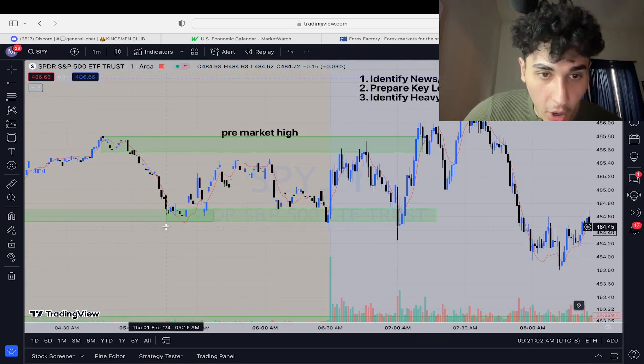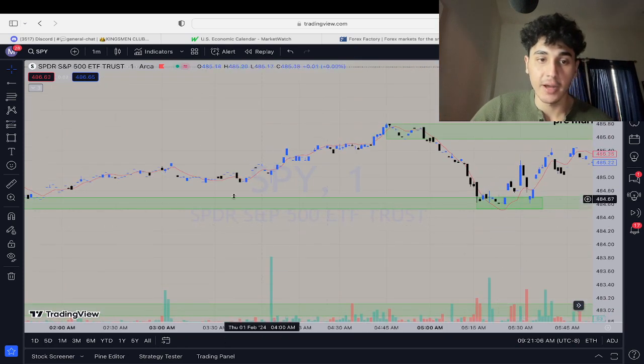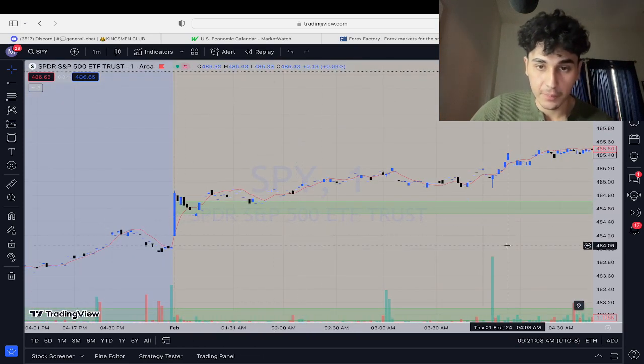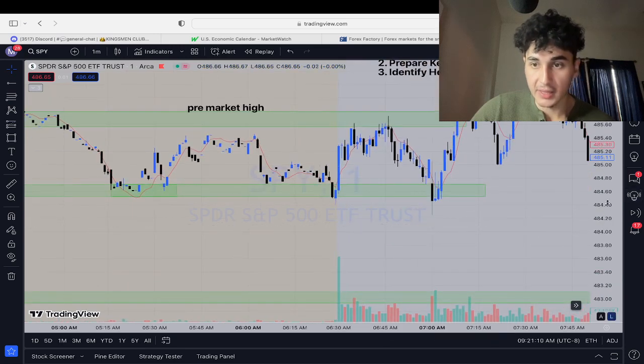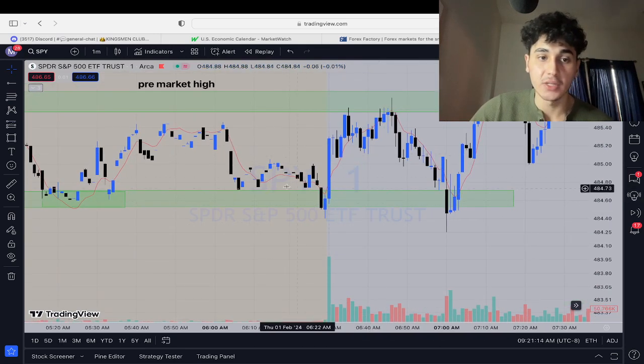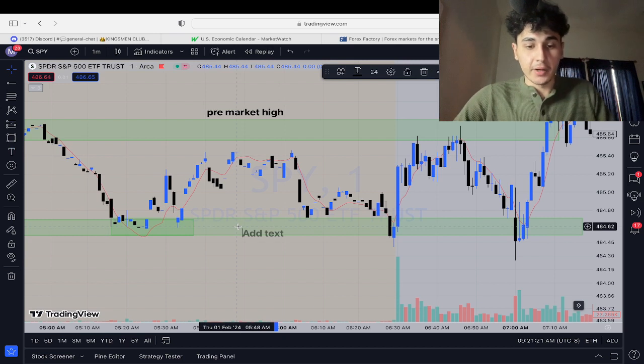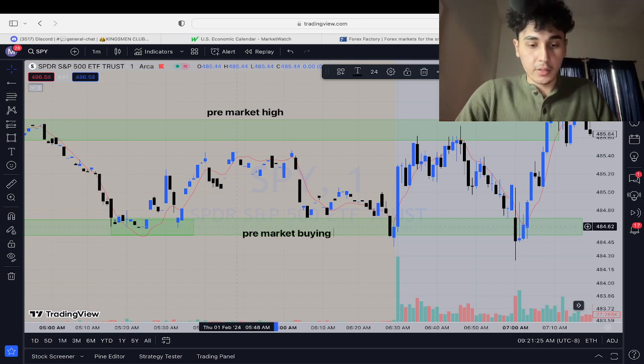You can see our pre-market support, which we had drawn out, and we also had a pre-market fair value gap right here. The market then opened, and you can literally see that we tapped into our pre-market support or our pre-market buying area. I'll just call this our pre-market buying area because we have a lot of buying pressure built up here.